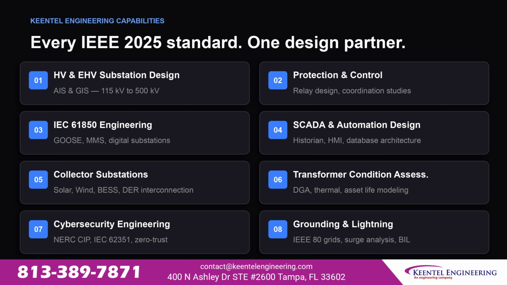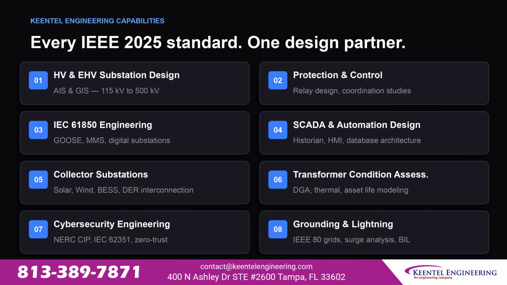Every one of these 10 IEEE 2025 standards touches a different dimension of substation engineering. Keentel covers all of them. HV and EHV substation design from 115 kilovolts to 500 kilovolts. Protection and control, including relay coordination studies. IEC 61850 engineering with GOOSE and MMS. SCADA and automation design. Collector substations for solar, wind, and BESS.